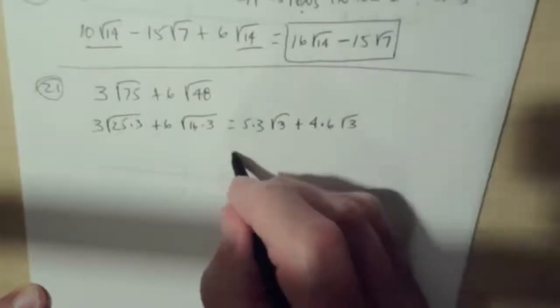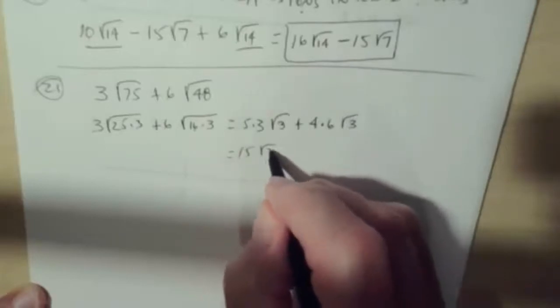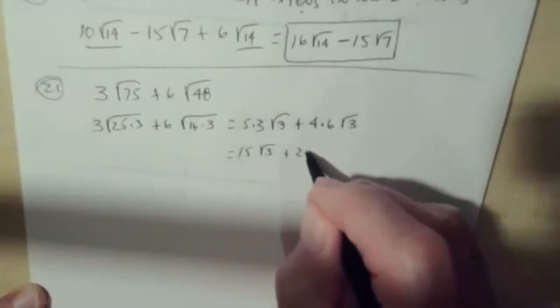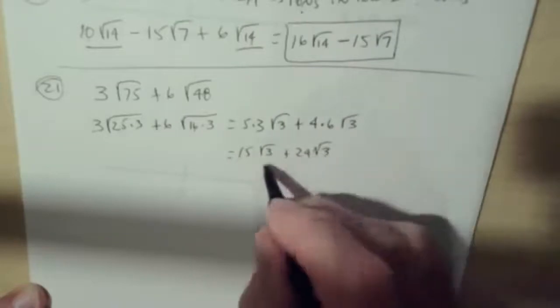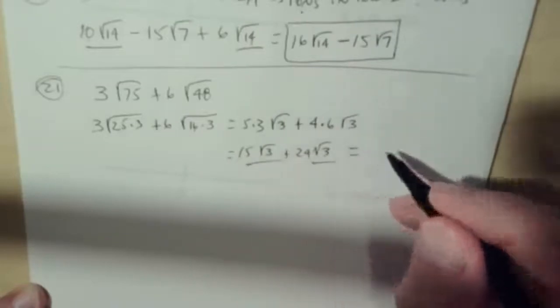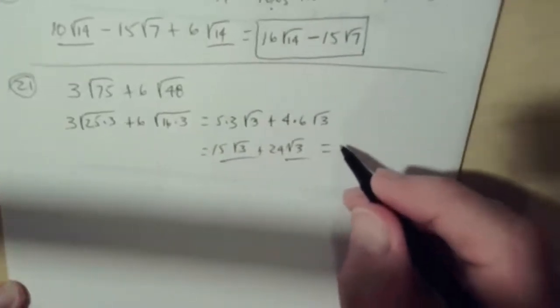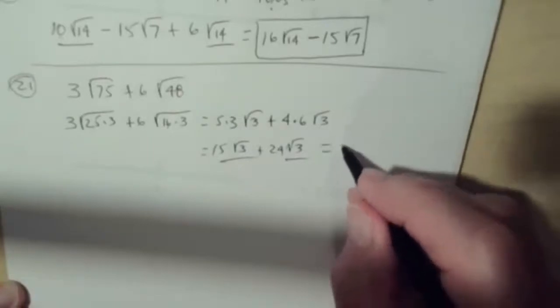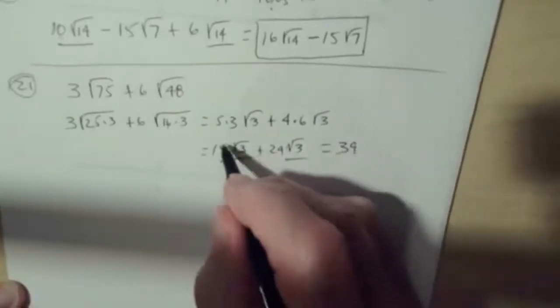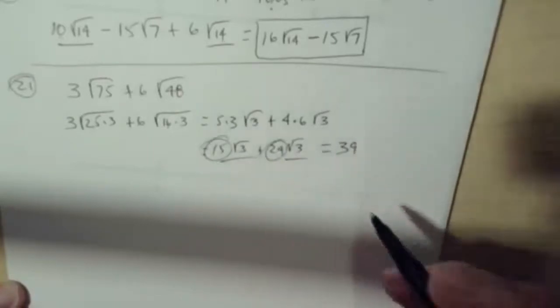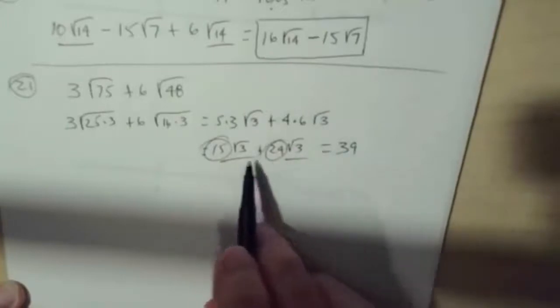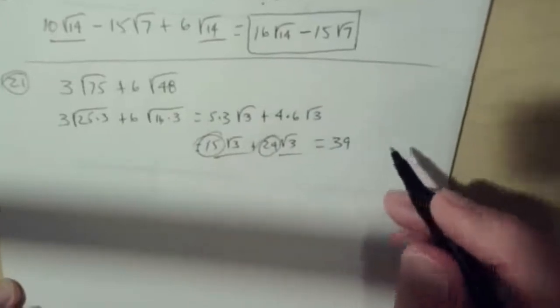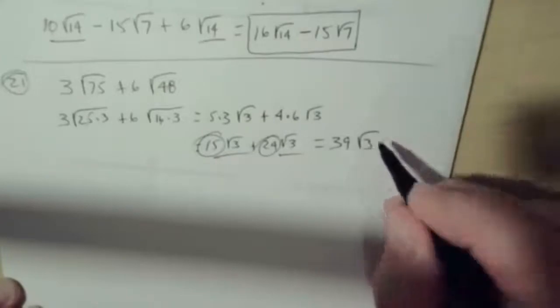So this is going to equal 15 square root 3 plus 24 square root 3. Now these are like terms. So this is going to equal 39. We just add these two together, because these are like terms, 39 square root 3.